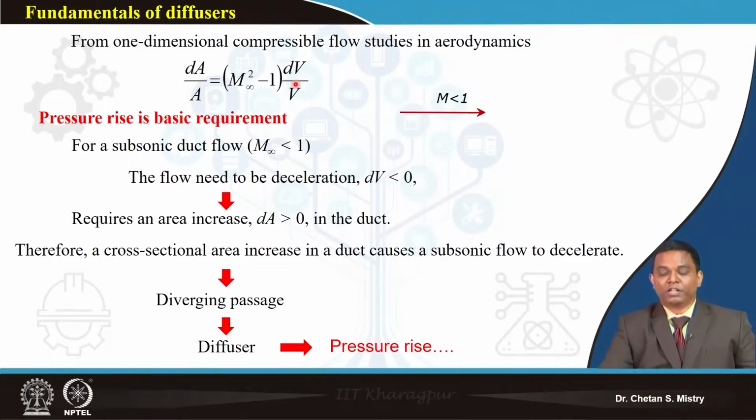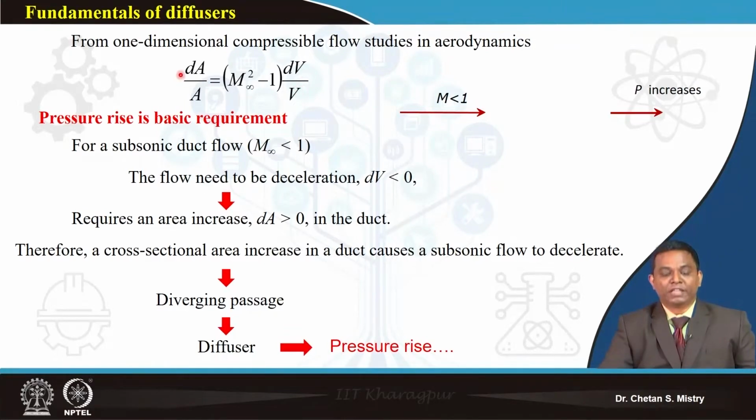Now let me consider, suppose I am having subsonic flow. If that subsonic flow is entering inside my duct, my expectation is to raise the pressure at the exit. So at the exit I am looking for a rise of pressure. Suppose my flow is subsonic, so this term, if you consider, is my positive term. And here if you look at this dV by V, I am looking for an increase of pressure. That means I need to decrease my velocity.